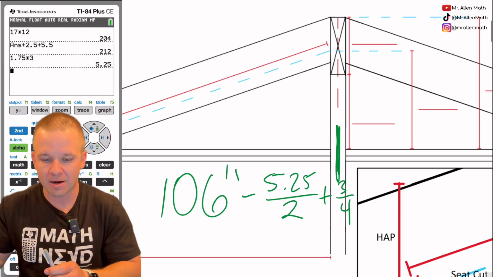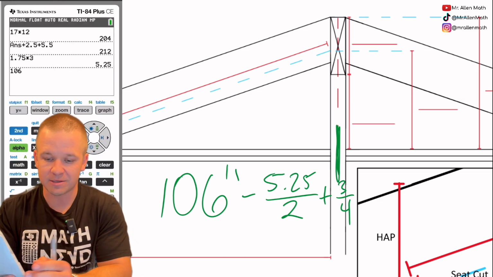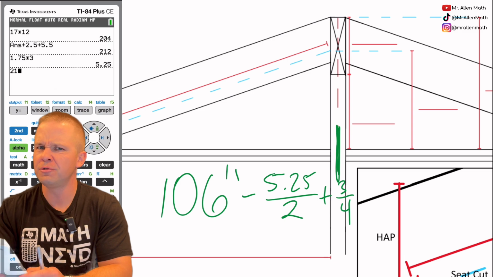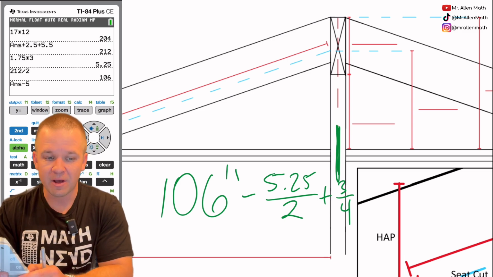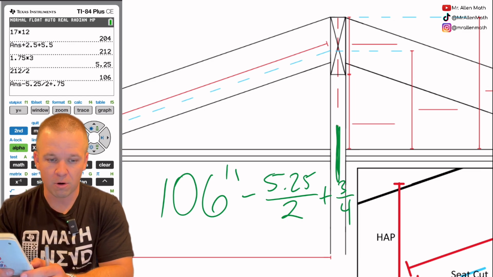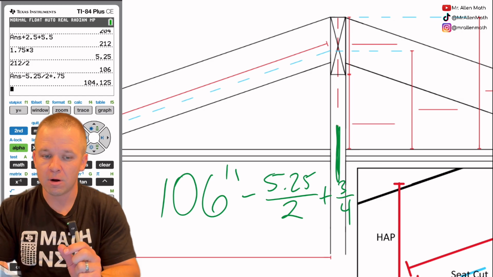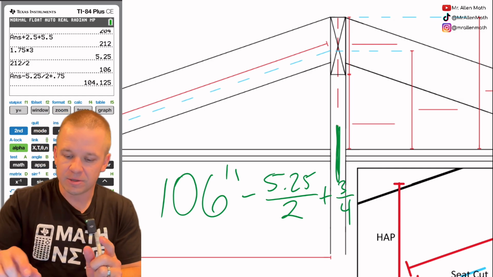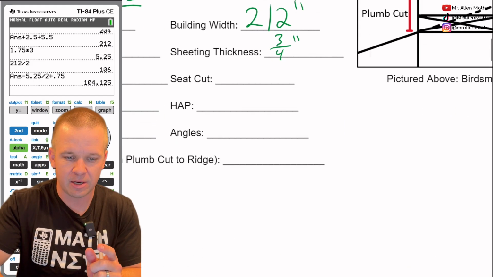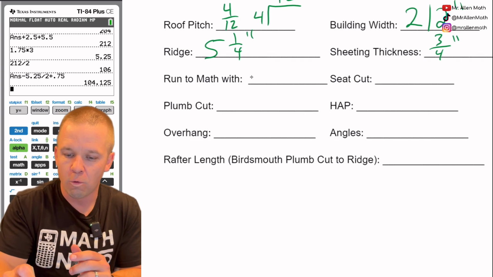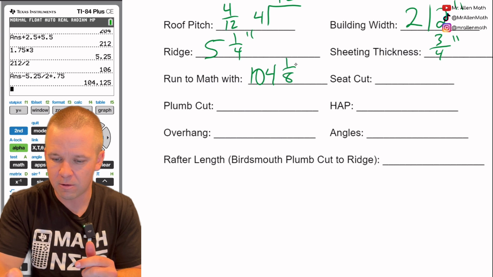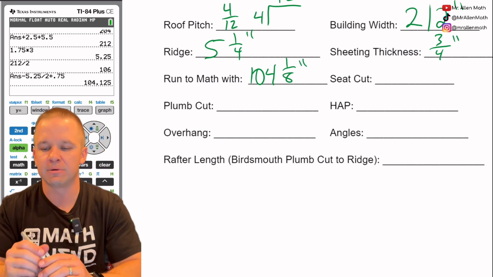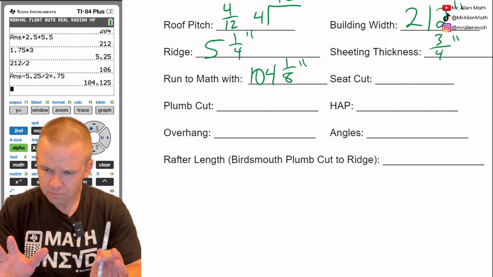Let's do that right now. We pull the calculator back up. 106 was half of my 212, but I'll just do it just in case: 212 divided by 2, cut the building in half. Subtract off half of my ridge, divide by 2, and add the 3/4. And I get 104.125. Let's keep that number in mind. I'm going to put that down here as my run to math with: 104 and 1/8, or .125, either way. I'll keep fractions over here on my answer line.